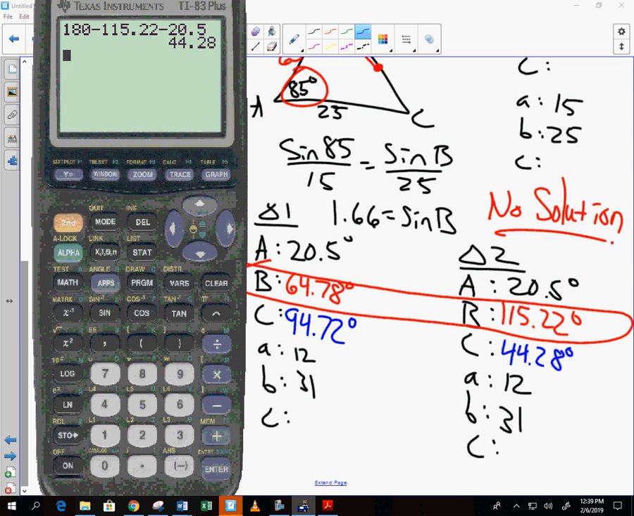Boys, I want you to solve triangle 1, side C, use the law of sines. Girls, law of sines, find C for triangle 2. Go. See what you come up with.